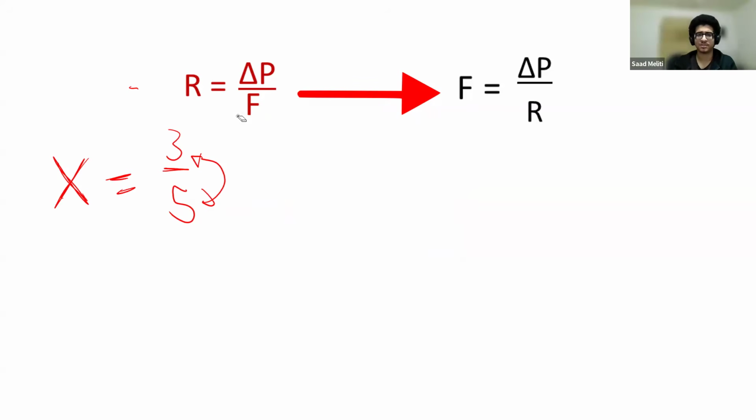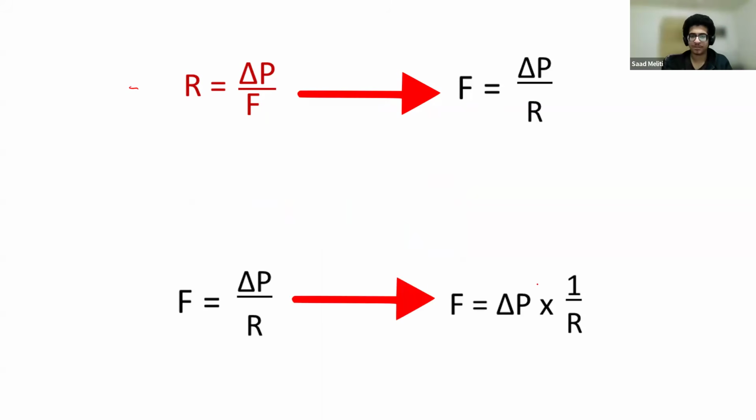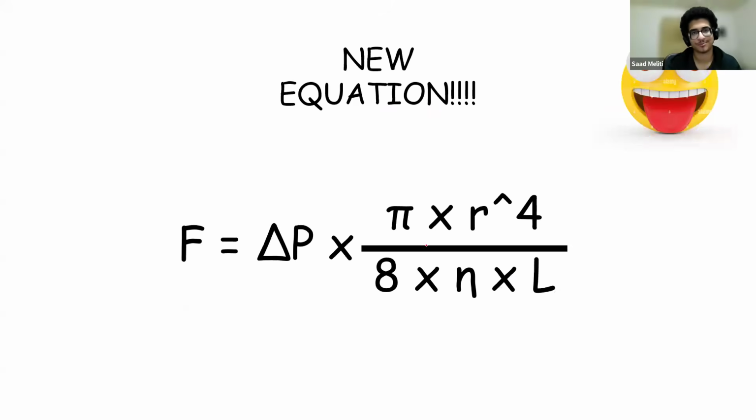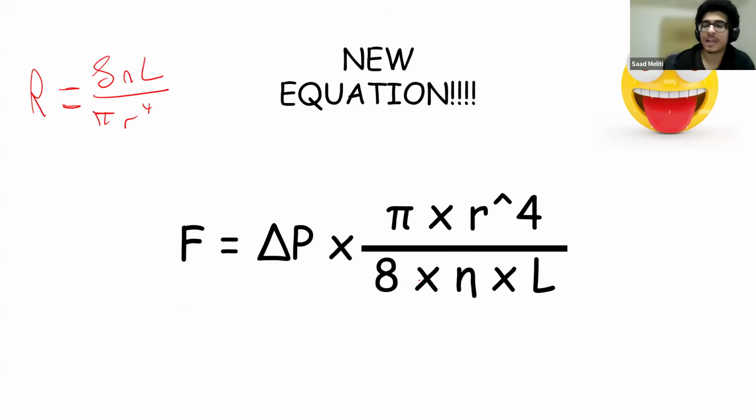So now we can apply this to resistance. Remember, we took the equation and got 1 over R. So we take this equation and flip these values around, and when we add it to the equation, we get this. Look, it's the exact same resistance equation as before, but flipped around. The old resistance equation was 8ηL divided by πr to the power of 4. So now we just flipped it around, because it was 1 over R. That's it. So now we have this new equation.